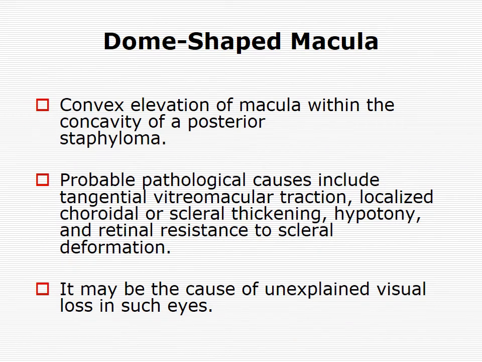Dome-shaped macula is another entity in pathological myopia. Dome-shaped macula is a convex elevation of the macula within the concavity of the posterior staphyloma. Probable pathological causes of dome-shaped macula include tangential vitreomacular traction, localized choroidal or scleral thickening, hypotony, and retinal resistance to scleral deformation. It may be the cause of unexplained visual loss in such eyes.